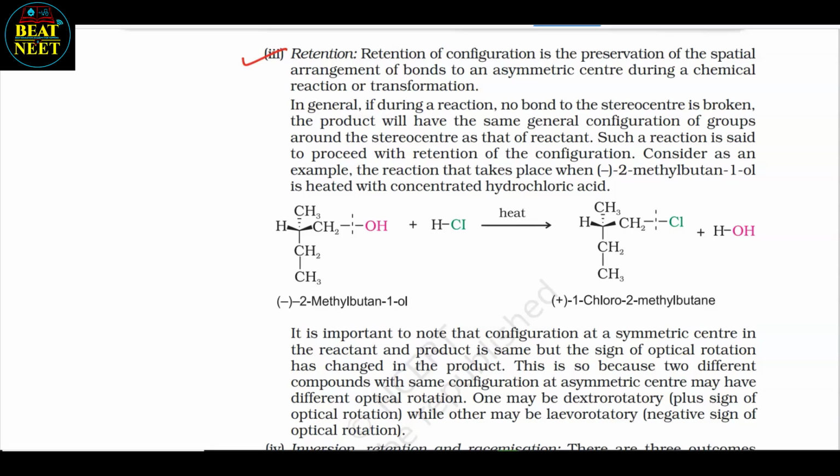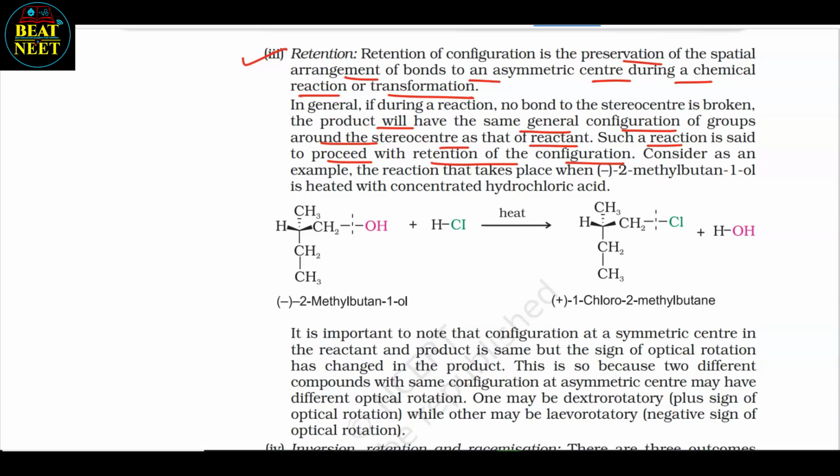Third point, retention. Retention of configuration is the preservation of the spatial arrangement of bonds to an asymmetric center during a chemical reaction or transformation. In general, if during a reaction no bond to the stereocenter is broken, the product will have the same general configuration of groups around the stereocenter as that of the reactant. Such a reaction is said to proceed with the retention of the configuration.